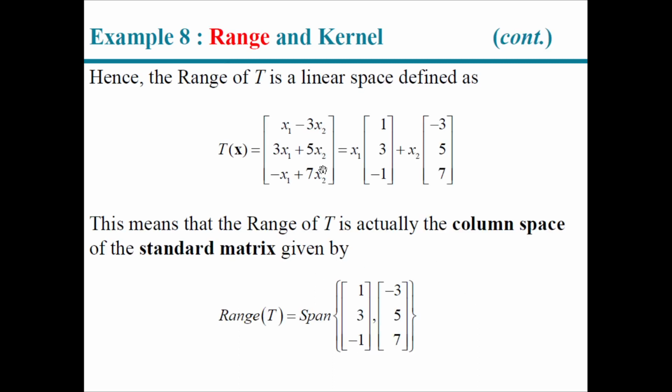As we said, the range of the linear transformation is equal to the column space of the representation matrix. Another way to see it is you take the expression of the transformation and factor out x1 and x2, and you see that the images are linear combinations of these two vectors. So the range of the transformation is the column space of the standard matrix, in other words, the span of these two vectors, which are the columns of the representation matrix in the standard basis. That's very straightforward.